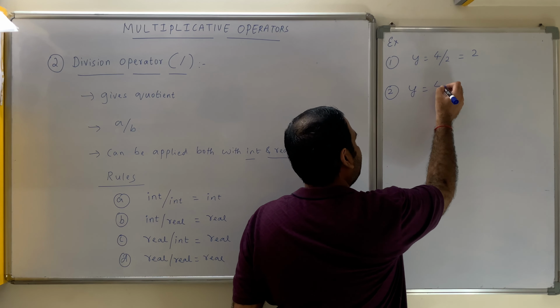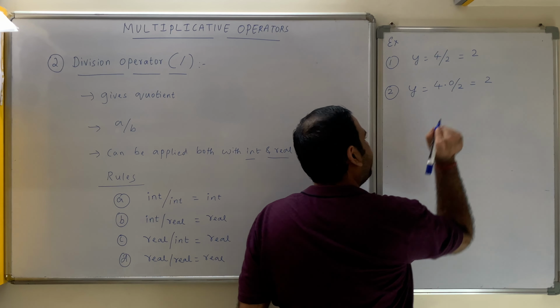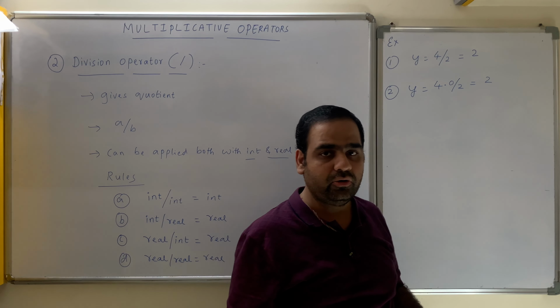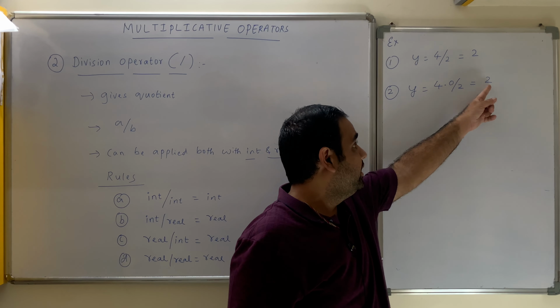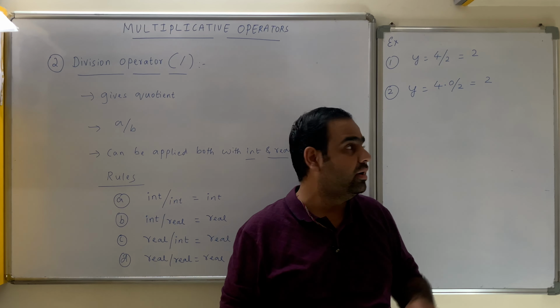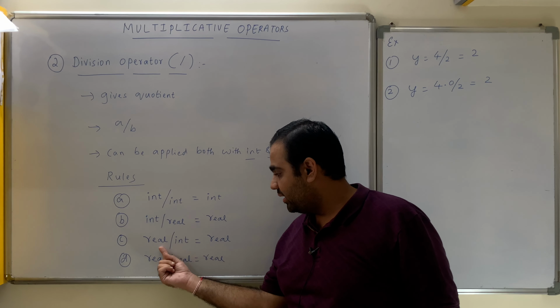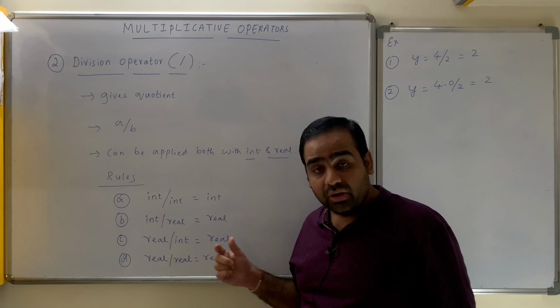If I write y is equal to 4.0 divided by 2. Now, 4 by 2 is 2. Mathematically it is correct. Now, 4.0 is what kind of number? Real number. Divided by 2 is what kind of number? Integer. Real number by integer is a real number.